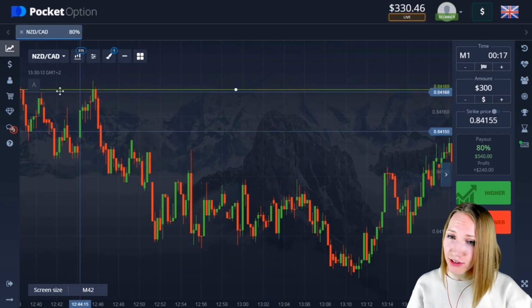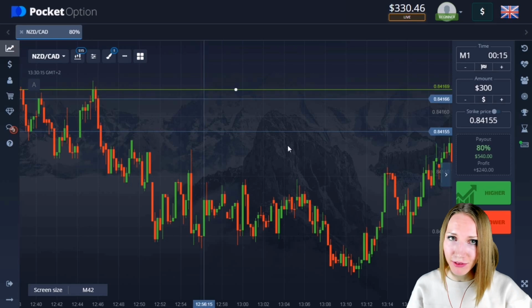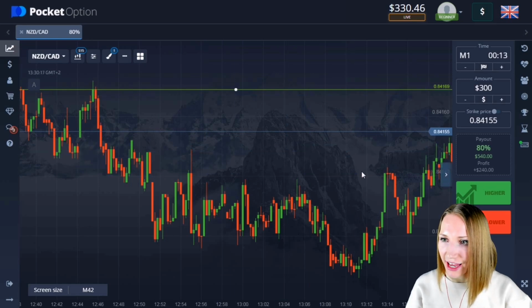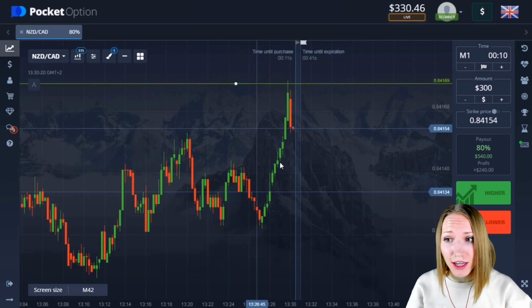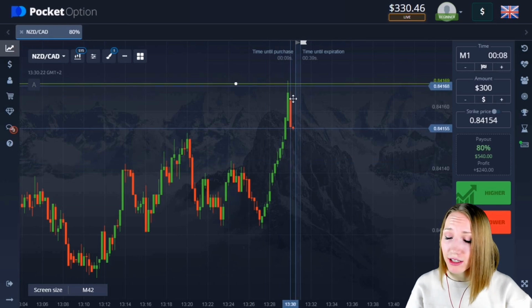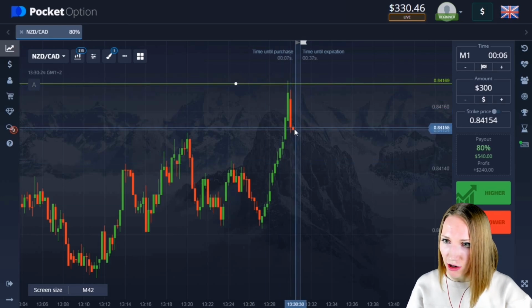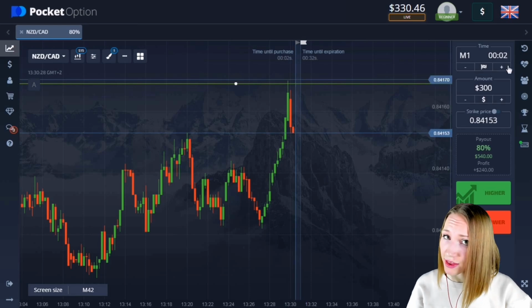Well, I moved the chart to the left and I can set the level due to these candlesticks. So let's return, and here you can see the upward movement. And then there was a pullback down. So right now the price has slowed down. So let's open a trade for 3 minutes with up.